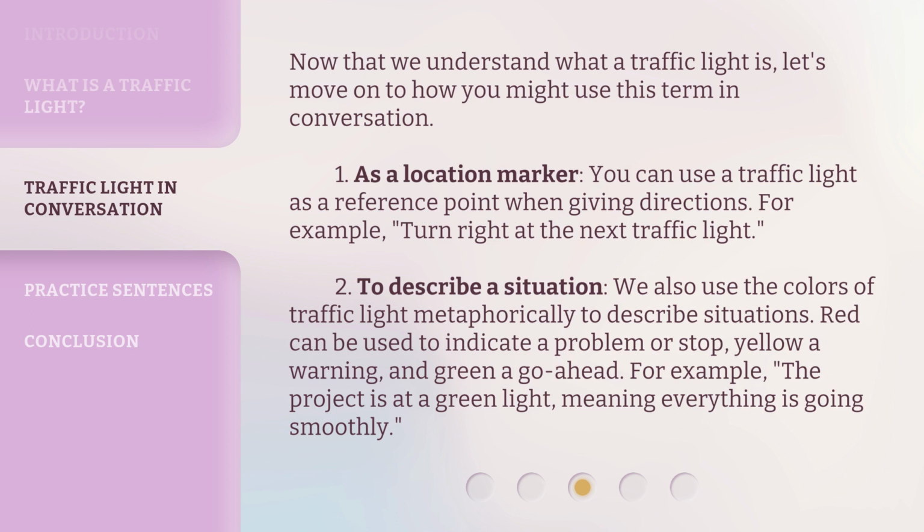2. To describe a situation. We also use the colors of traffic light metaphorically to describe situations. Red can be used to indicate a problem or stop, yellow a warning, and green a go-ahead. For example, the project is at a green light, meaning everything is going smoothly.